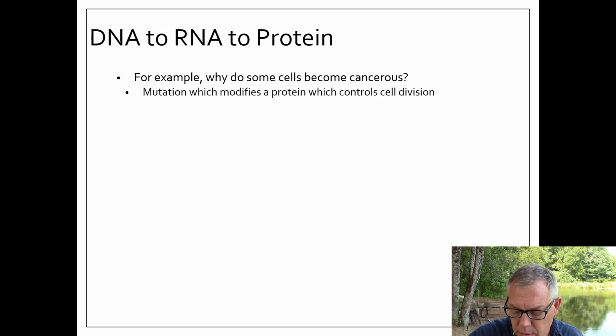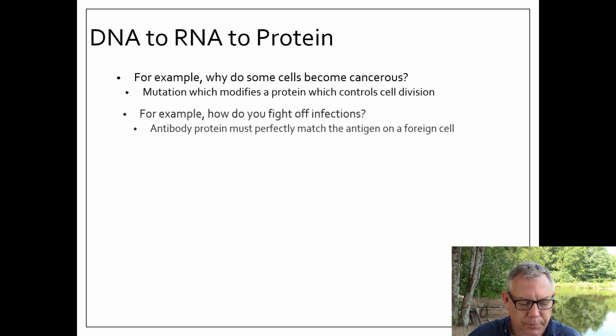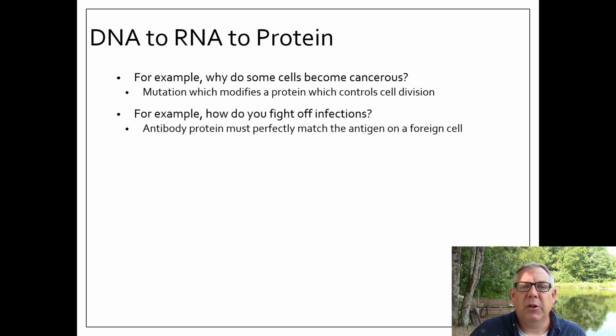And so we can use examples we've talked about. Why do some cells become cancerous? You've got a mutation in the DNA, which changed the resulting protein. And if that protein controls cell division, sometimes because of the mutation the protein changes shape, the protein doesn't work, the cell keeps dividing. That's a tumor. Ultimately, what caused that? That mutation in the DNA that changed the protein. Another example we've already talked about: how do you fight off infections? You've got antibody proteins that perfectly match the proteins on a foreign cell, and that stimulates the entire immune system.